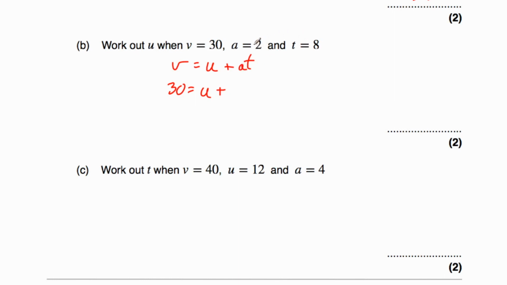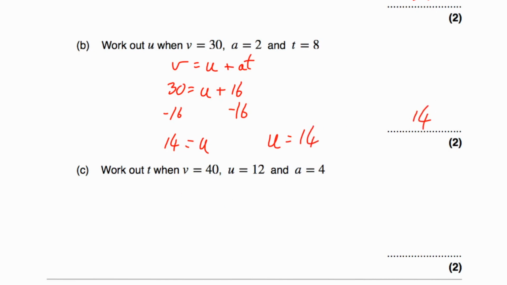Well, a times t would be 2 times 8, which is 16. So we've got 30 is equal to u plus 16. Well, let's take away 16 and take away 16 to leave us with our u here on our right hand side. 30 take away 16 is equal to 14 is equal to u. So u equals 14. So u is equal to 14.